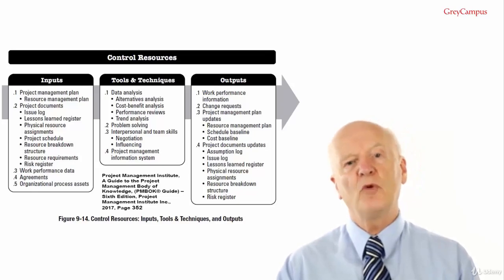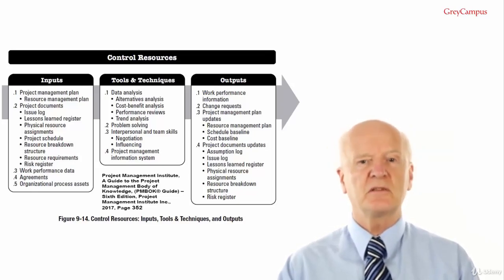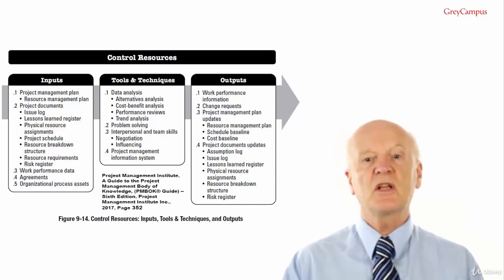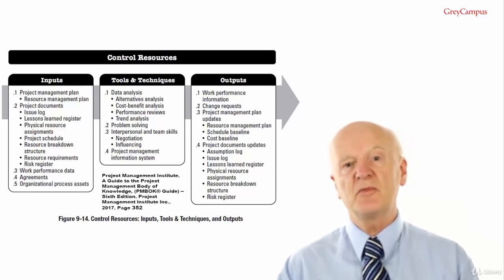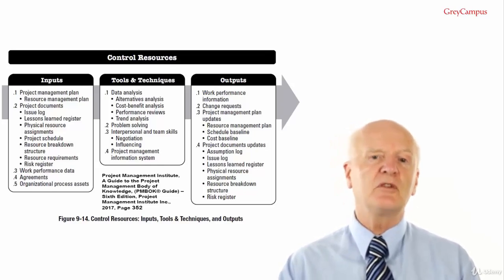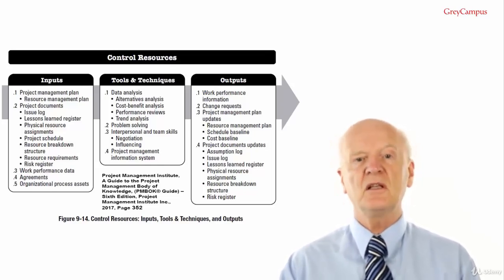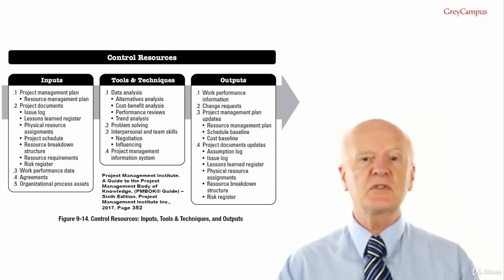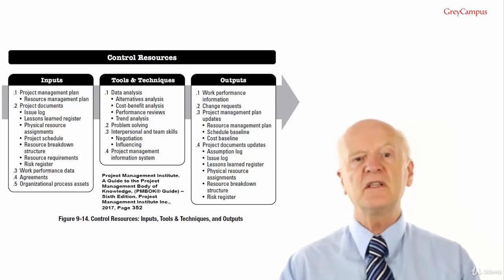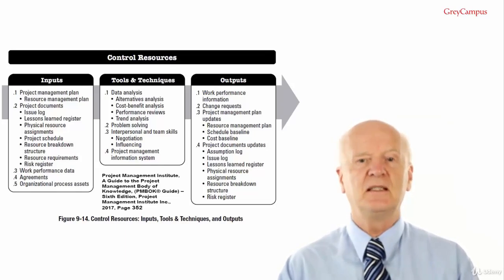Tools and techniques number 4, project management information systems. Such systems can include resource management or scheduling software and can be used to monitor the resource utilization, which helps ensure that the right resources are working on the right activities at the right time and places.